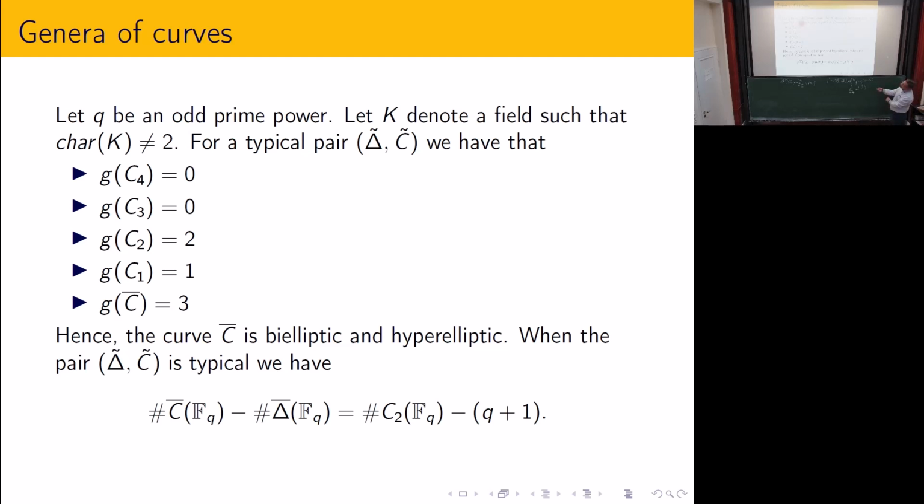So apart from characteristic 2, but as I said, for characteristic 2 the second moment just vanishes, so we don't care. And away from characteristic 2, you can prove that the genera of these subquotients are 0, 0, 2, 1, and 3. So this is the curve that will appear in the main theorem. Okay, this curve of genus 2. And now since we are in the bi-elliptic and even hyperelliptic case, because the curve C bar, this genus 3 curve, is actually hyperelliptic even, you can now show that the difference of the points on these two curves that we had from the definition is actually the number of points on this curve C2.